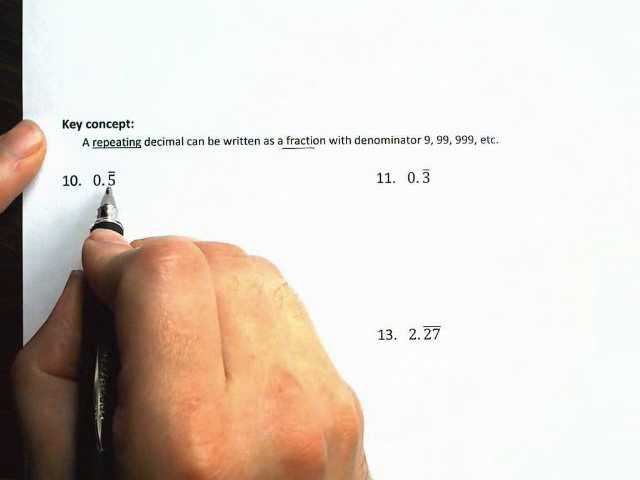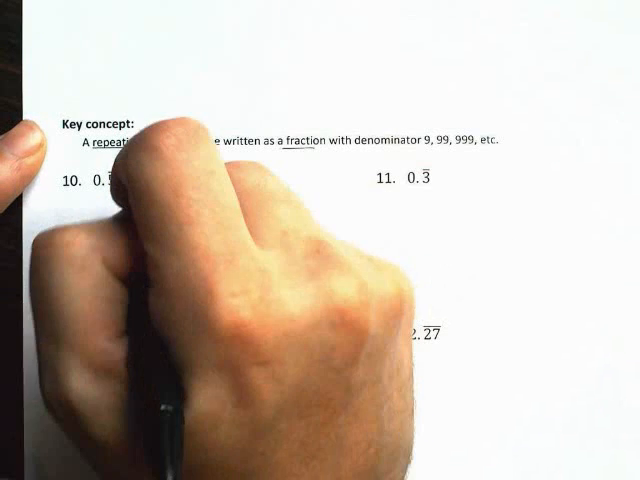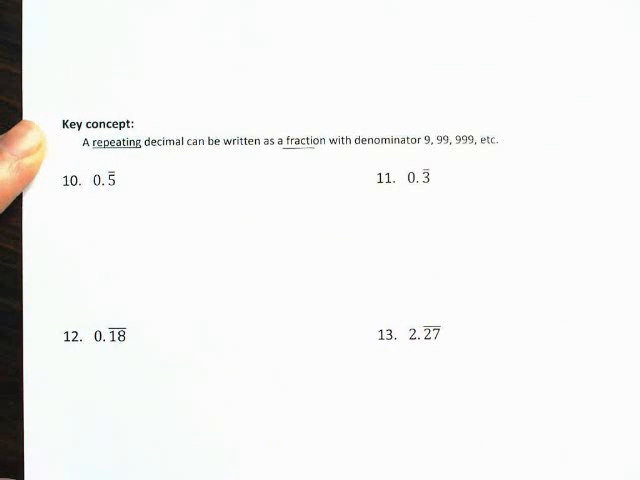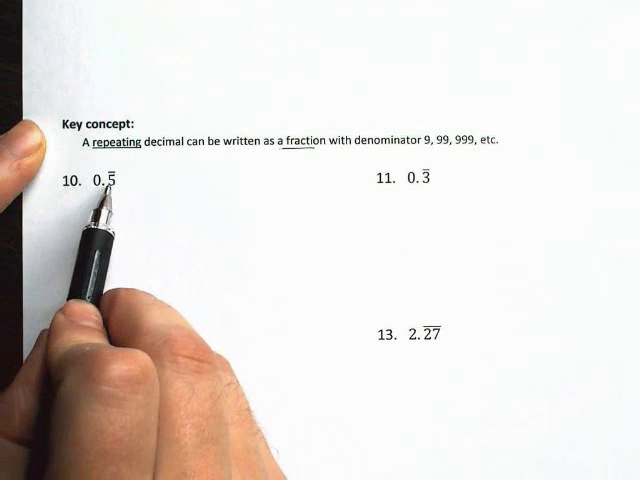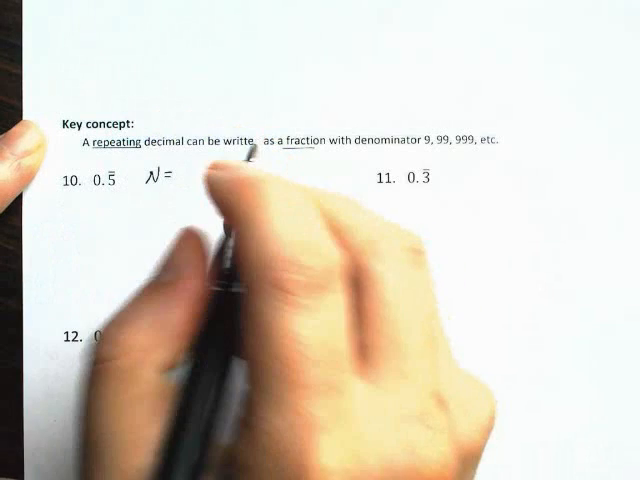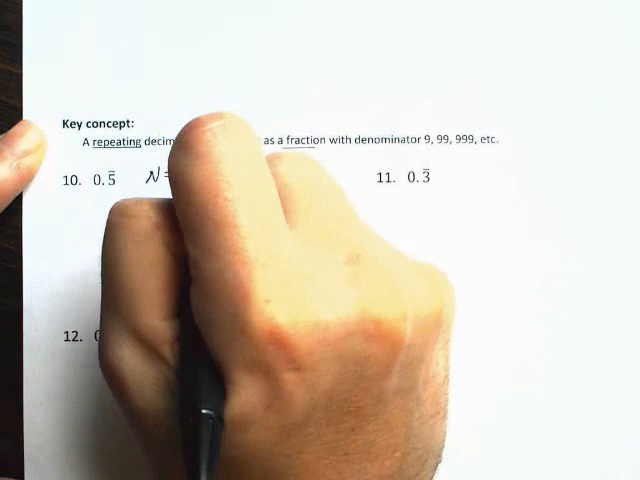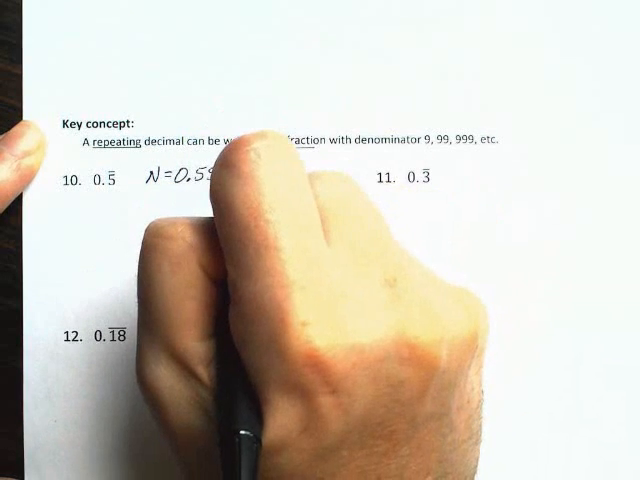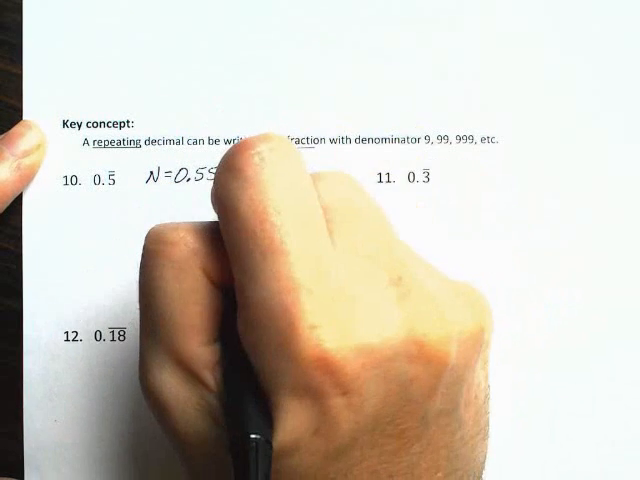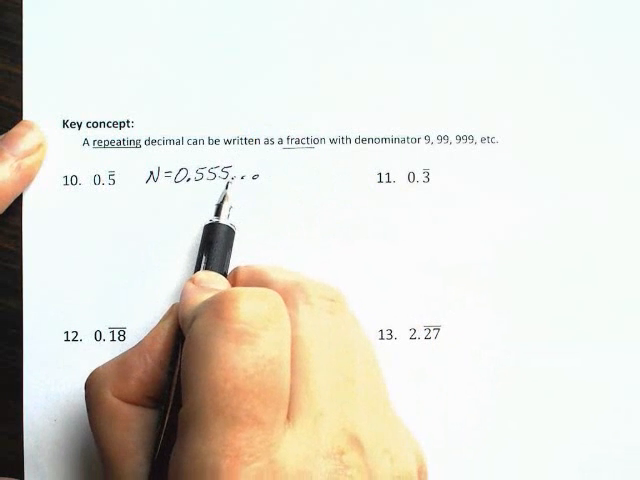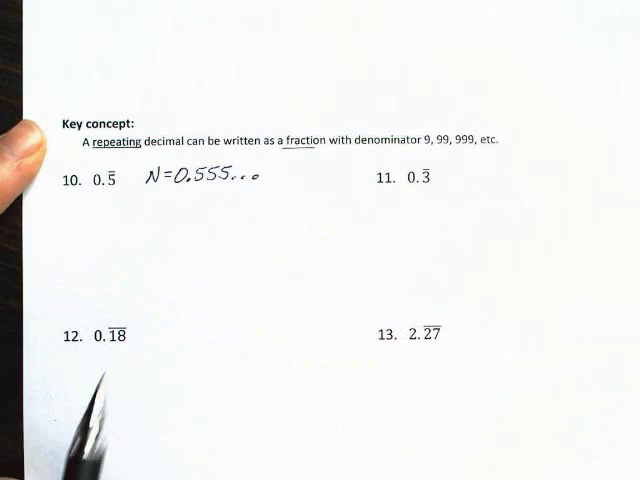Okay? What I'm going to do to get a fraction for this is create an equation. In my equation, I'm going to choose the variable n to represent the meaning of this decimal. So I'm going to write n equals 0.555, and then because the 5 continues forever, I'm going to write ..., which is a symbol used to mean it continues forever.